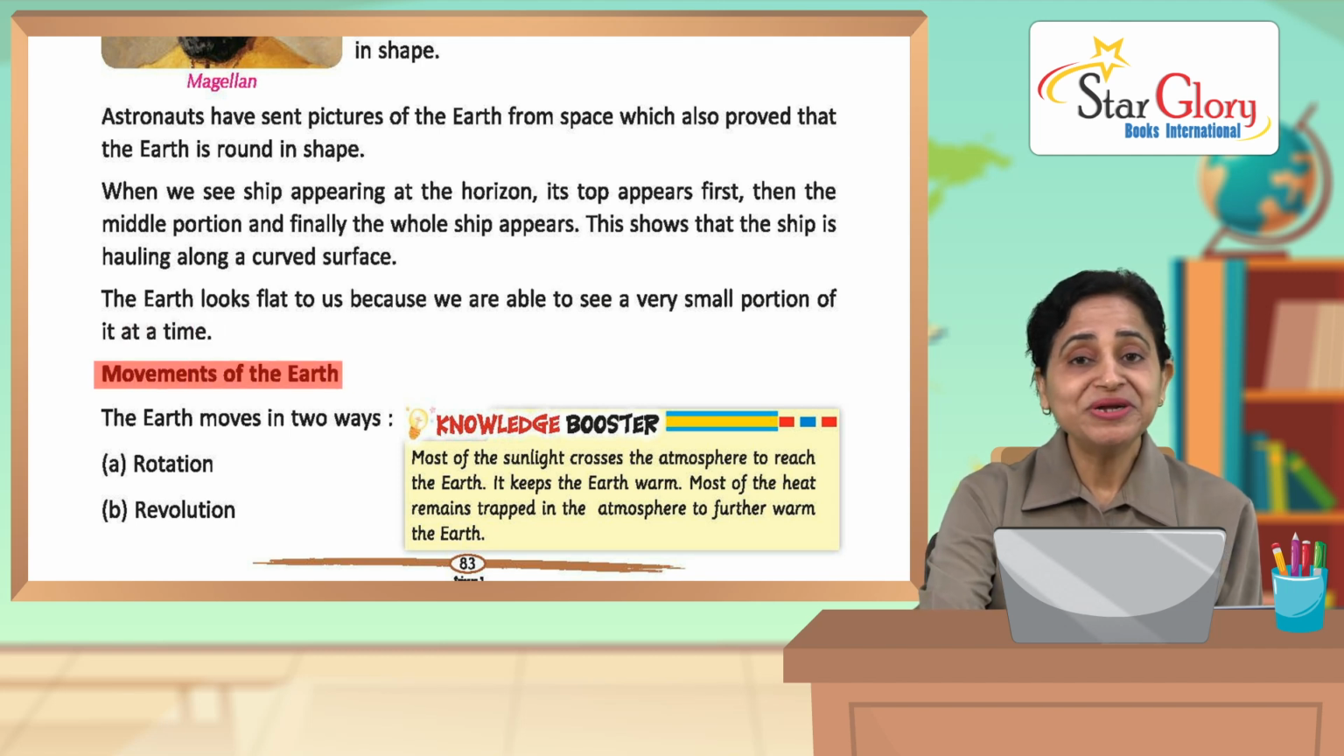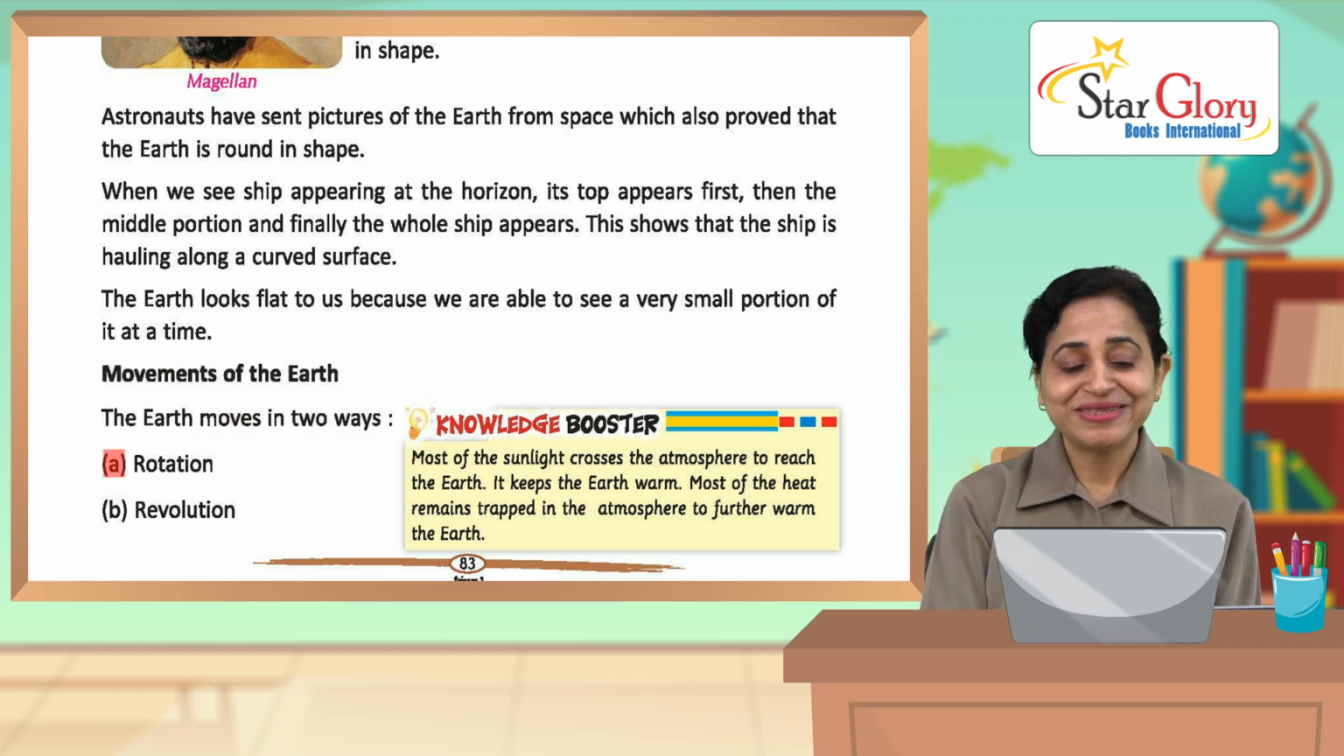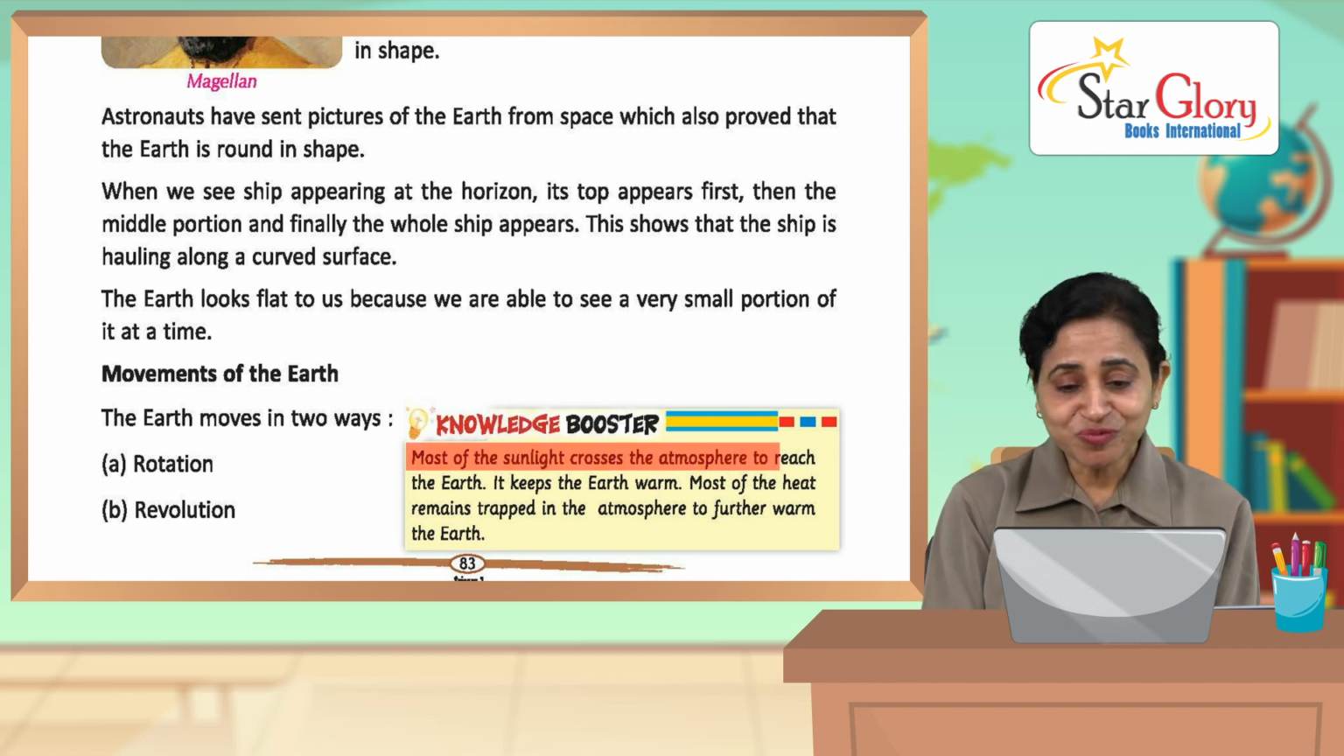Okay, so movements of earth के बारे में जानना चाहोगे? Let's start. The earth moves in two ways. One is rotation and another is revolution. So before reading about it, we will have a look at the knowledge booster. Most of the sunlight crosses the atmosphere to reach the earth.